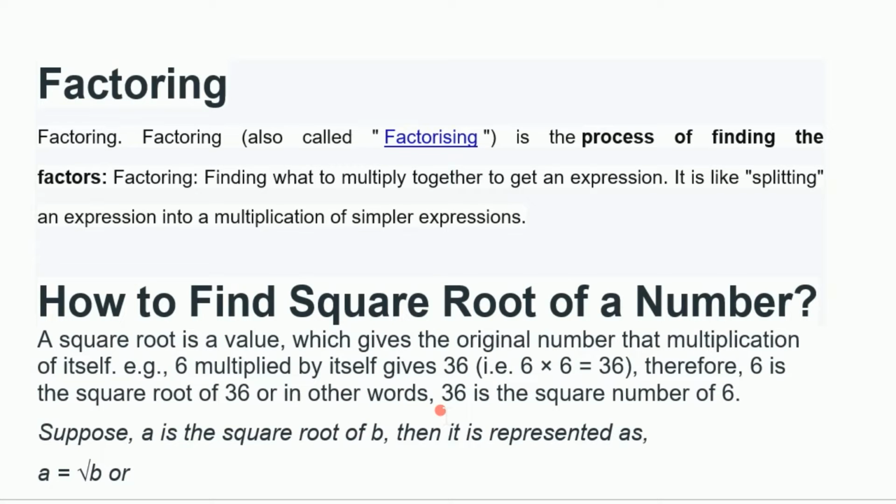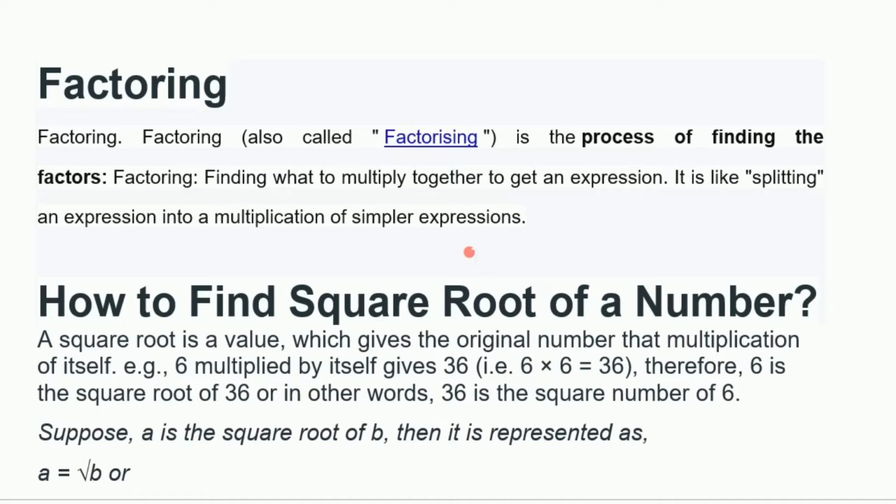Dear students, today we will see factoring. So what is factorization? It is a process of finding the factors. Finding what to multiply together to get an expression is called factoring. It is like splitting an expression into a multiplication of simple expressions, that we will call a factorization process.